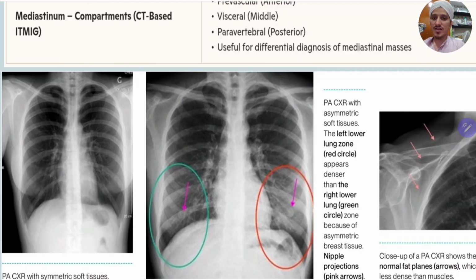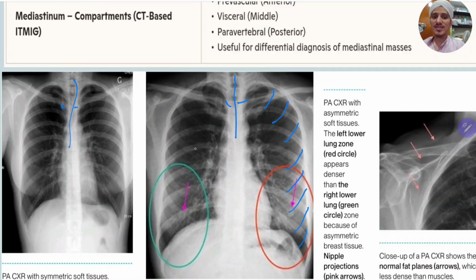Now we should see the RIP: rotation, inspiration, and exposure. The trachea is central, and both the clavicles are equidistant, so it is not rotated. And for inspiration, you count the ribs. So this is 1, 2, 3, 4, 5, 6, 7. I can see up to 8.